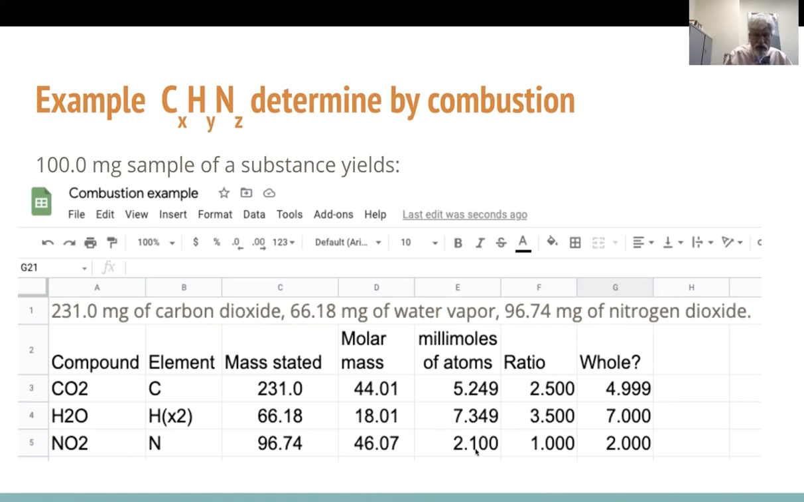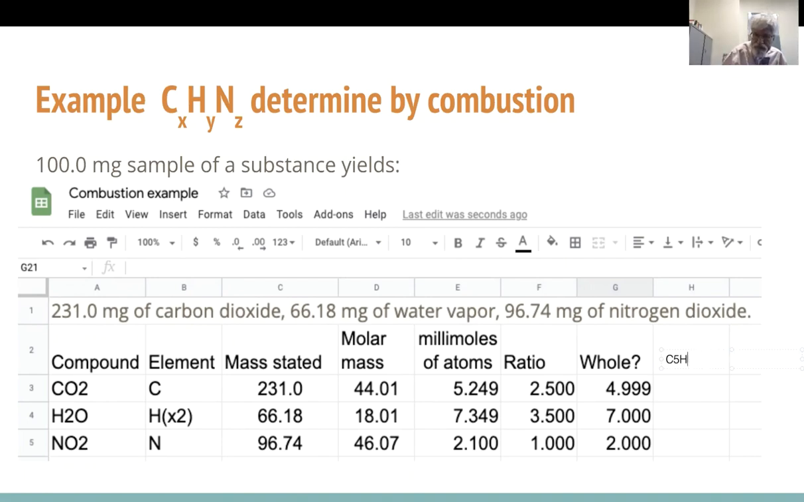I can't simply round these off. So when I do that division, I get 1 because I'm dividing the smallest by itself. I get 3.5, I get 2.5. This ratio is getting closer to the empirical formula. However, it needs to be whole numbers. So our empirical formula now works out to be C5H7N2. And unfortunately, Zoom won't let me do subscripts there.